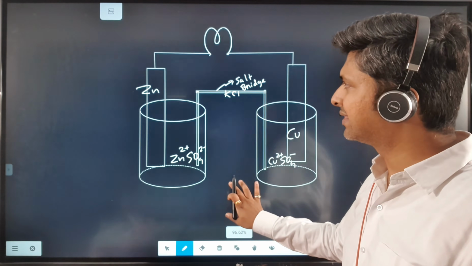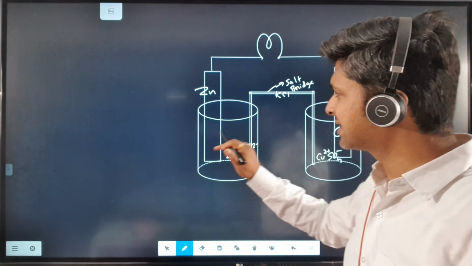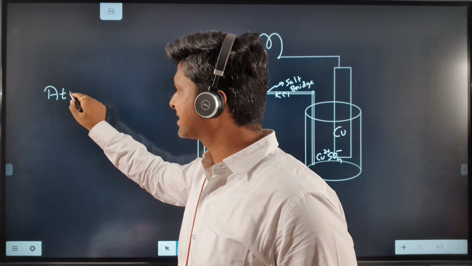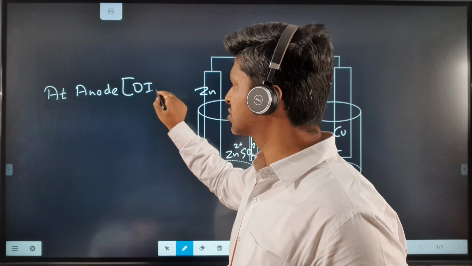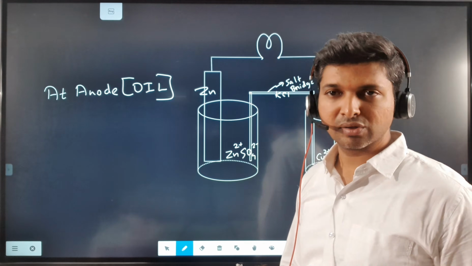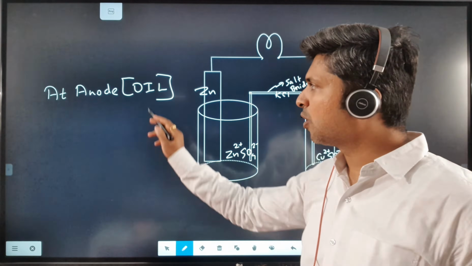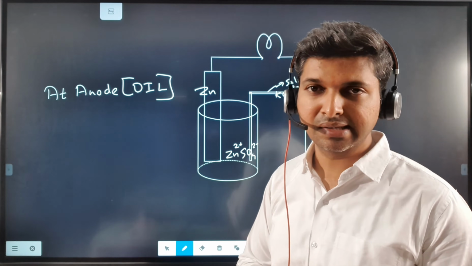So what is going to happen in this Daniel cell? Let's see. This is at anode. Who's at the anode? Zinc is at the anode. आप तो जानते हो कि anode पे हमेशा क्या होता है? Oxidation होता है. And oxidation is loss of electrons. That's how we remember, that's our mnemonic. Oil rig. Oxidation is loss of electrons. Reduction is gain of electrons.